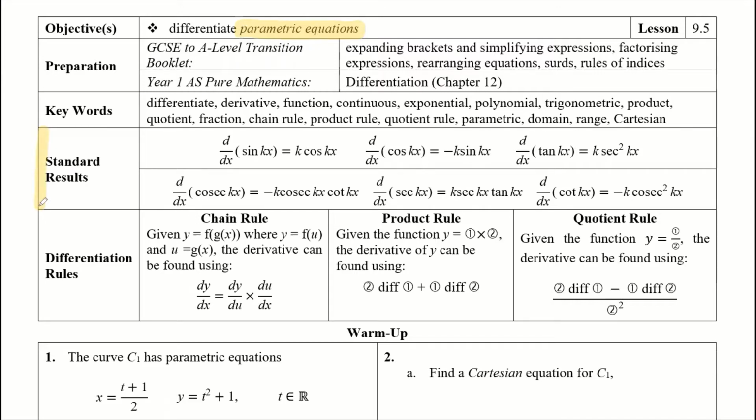And we've also got the differentiation rules, the chain rule, the product rule, and the quotient rule, which you've been practicing quite extensively. So please pause the video and have a go at the 4 warm-up questions. Okay, and let's have a look at the solutions.